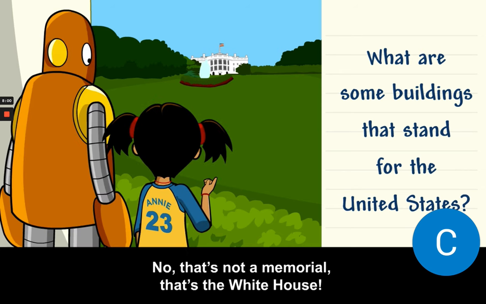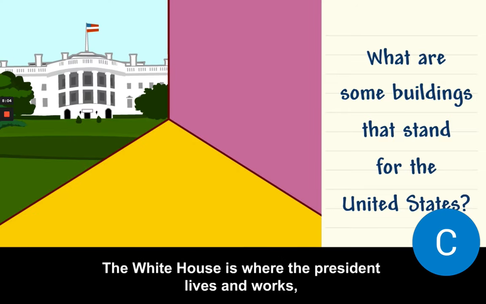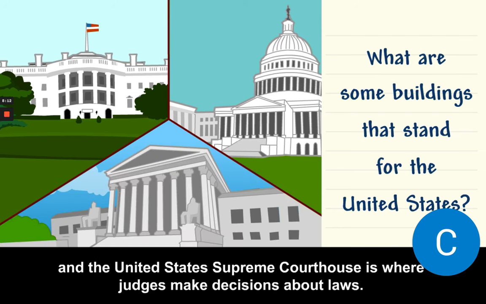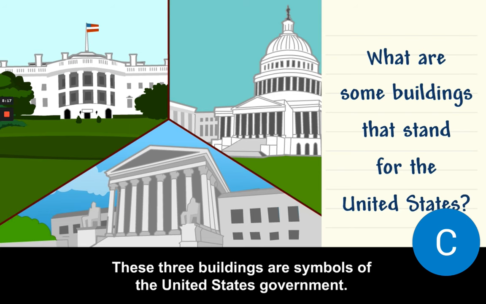No, that's not a memorial. That's the White House. The White House is where the president lives and works. The Capitol building is where Congress meets. And the United States Supreme Courthouse is where judges make decisions about laws. These three buildings are symbols of the United States government.